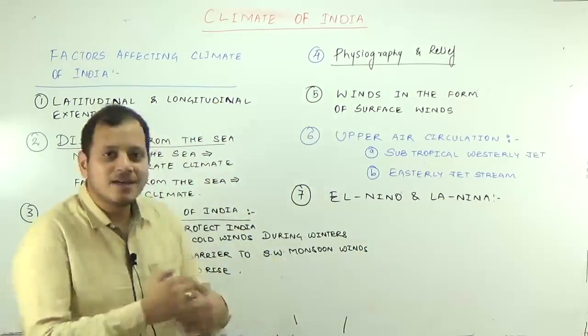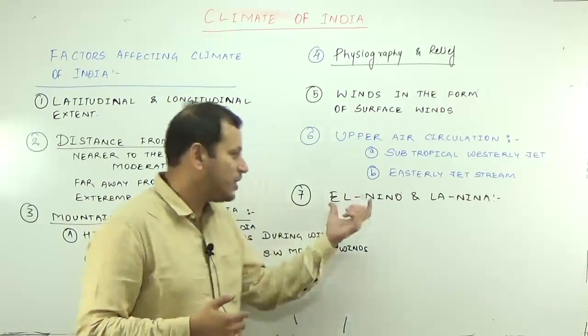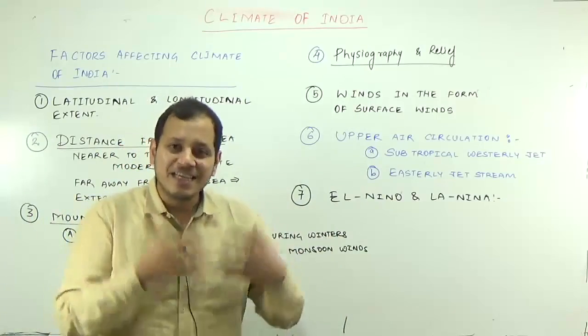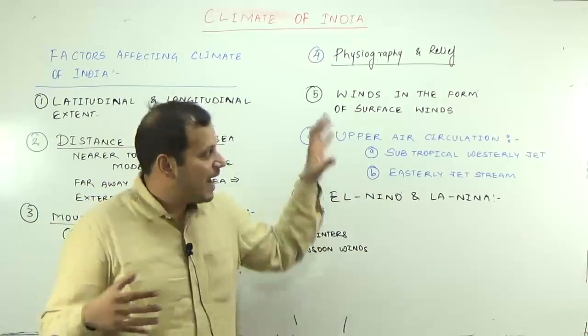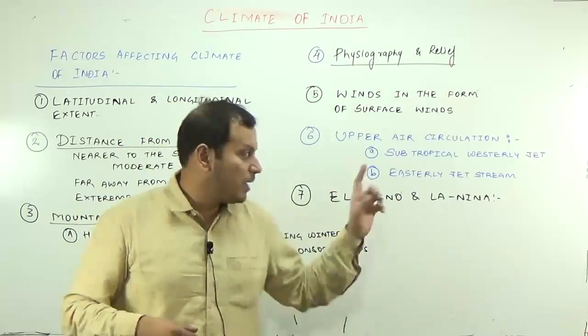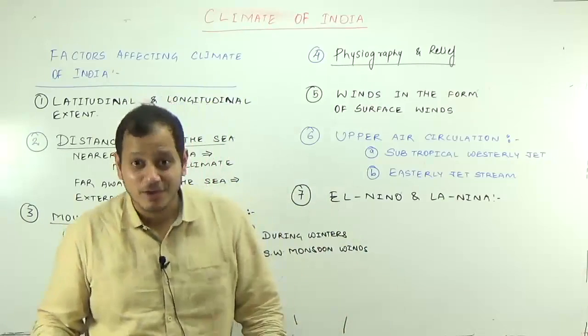La Nina is an extremely cold current in place of a normal cold current. So during El Nino, there is extreme warming of the Pacific. This extreme warming of the Pacific adversely affects the Indian monsoon, causing drought in India. But during La Nina, there is a cooling of the Pacific and it gives very heavy rainfall in India.